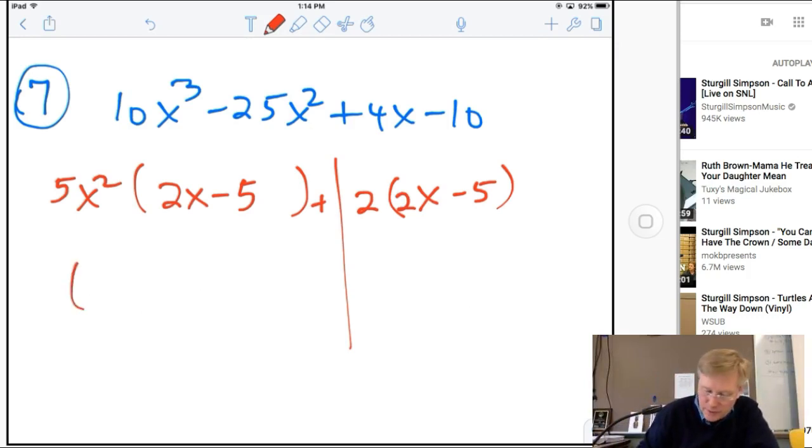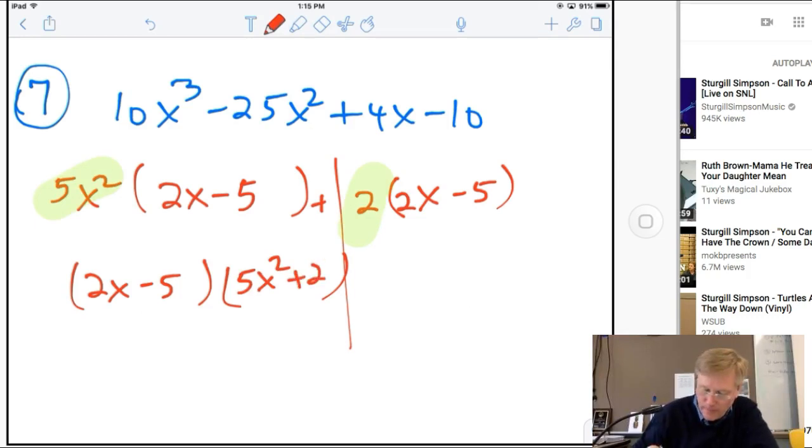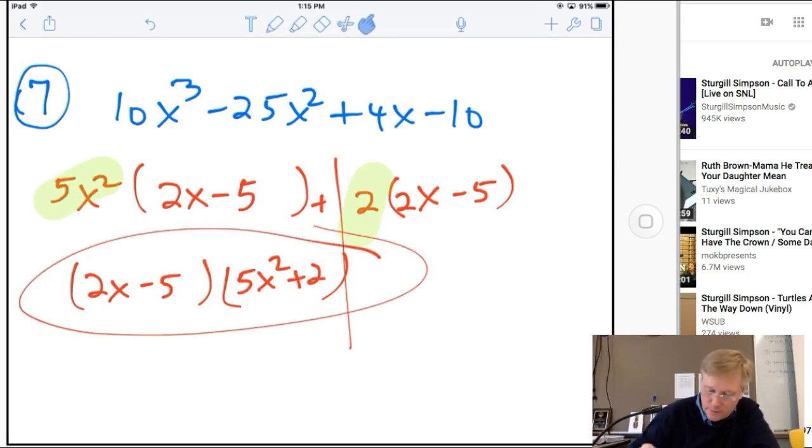Now I can write down my answer. I get 2x minus 5. The other set of parentheses is what's outside the parentheses. This is the 5x squared plus 2. And that is the answer.